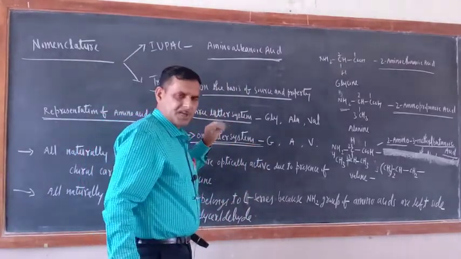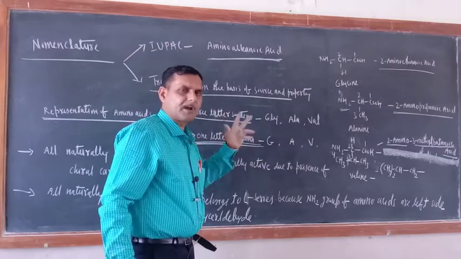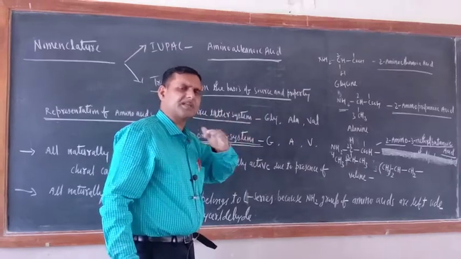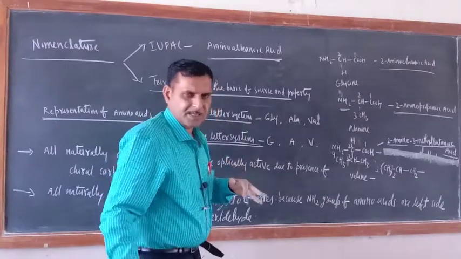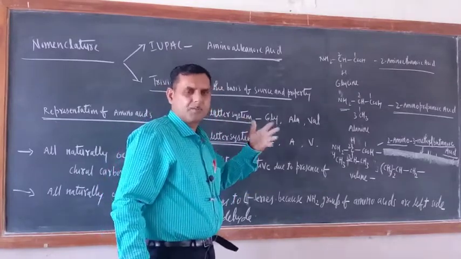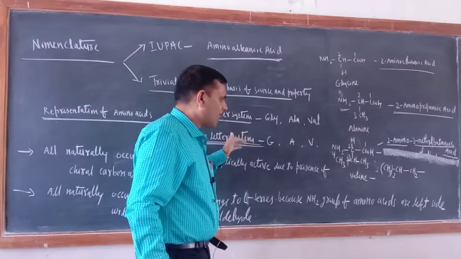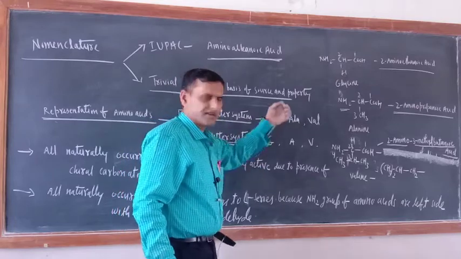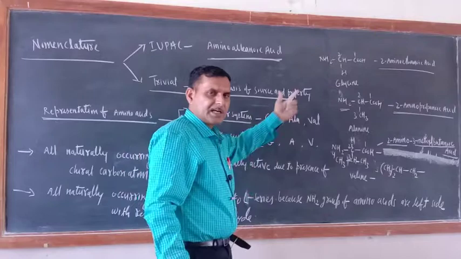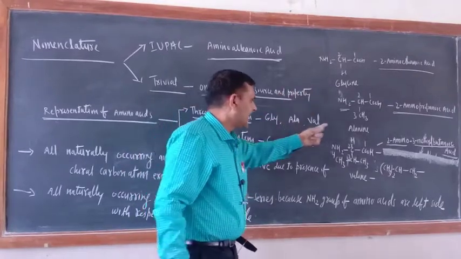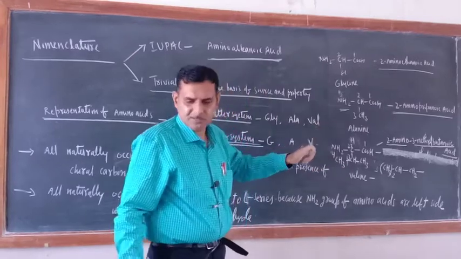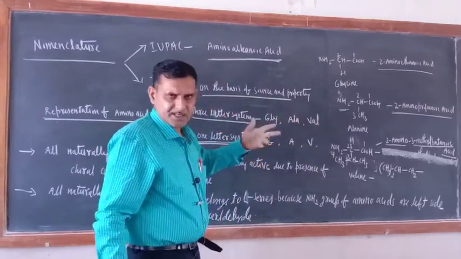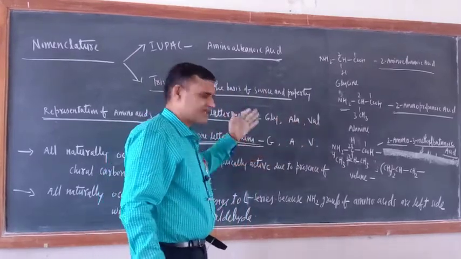So in the 3 letter system, what is there? Some problem was there. What is that problem? It is a very complex type of thing, and it is beyond the scope of our syllabus. So in the one letter system, just take the first letter: glycine G, alanine A, valine V, isoleucine I, arginine A, like that you can take.